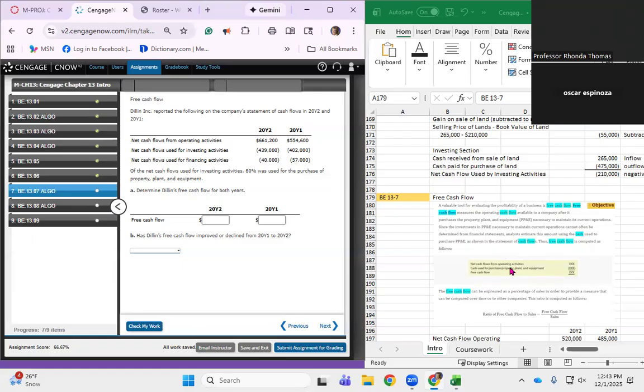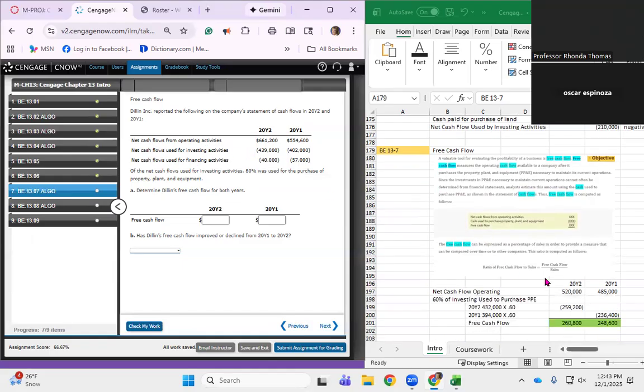So, if we had a positive number in our operating section of our cash flows, so here it is, net cash flows from operating. Okay, I'm going to put these numbers in. So net cash flows from operating for year 1 is 554,600. Net cash flow from operating year 2 is 661,200. Okay?